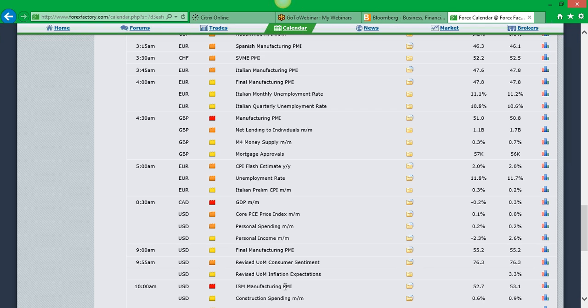In the form of ISM, the Institute of Supply Managers. So that's the national look. So on Thursday we get Chicago. On Friday we get the national look. But lots and lots of data still to come out.